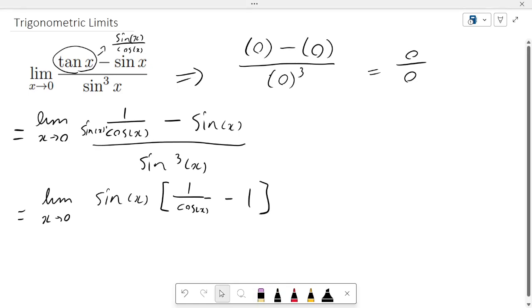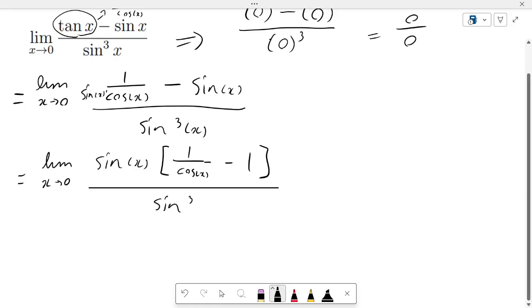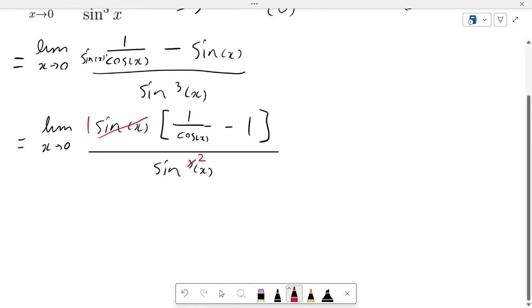And this is all over, remember, we still have a denominator here, sine cube of x. Okay. And now what we can do over here, we can clearly see that we can now cancel the sines out over here, but this will be sine square x now. So let's do that. And then this is going to be 1, which we basically just disregard right now. So limit as x approaches 0, and we have 1 over cos x minus 1.